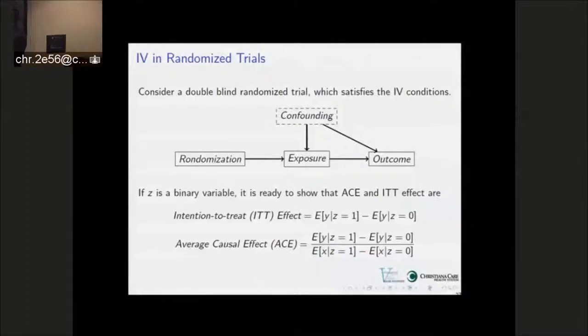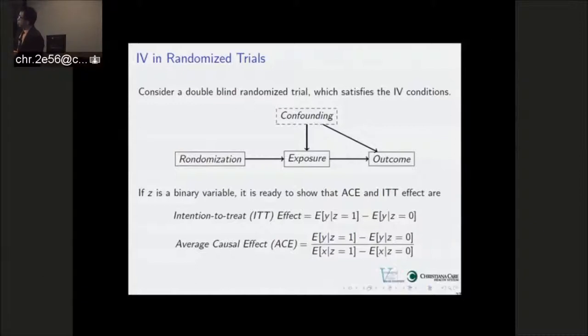Is that true? First, we know this randomization definitely affects treatment exposure. We randomly assign the patients to the different groups, and we assume this treatment assignment definitely affects the patient's decision to choose this treatment or not. Since we use randomization here, we assume the confounding does not affect this randomization. And also, the randomization affects the outcome only through the exposure, so there's no direct effect from this randomization to the outcome. So it looks like all three IV conditions have been satisfied.